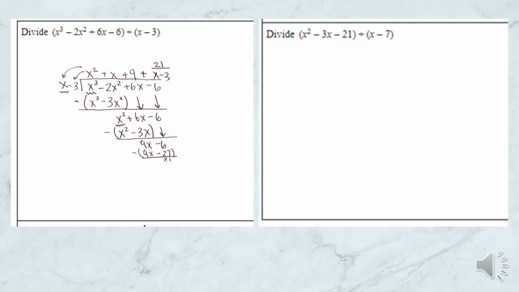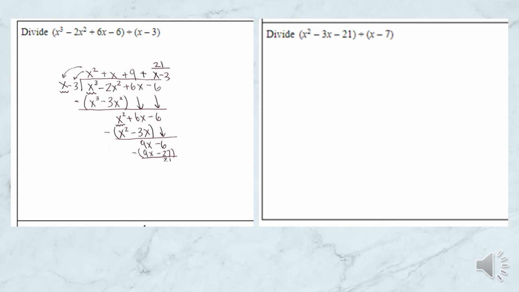x squared divided by x is just x, so we place that number on top. We then multiply x times x and x times negative 3 and place them underneath. We subtract x squared minus x squared and get nothing. And then we have 6x minus negative 3x, we get positive 9x. We then bring down our next term.